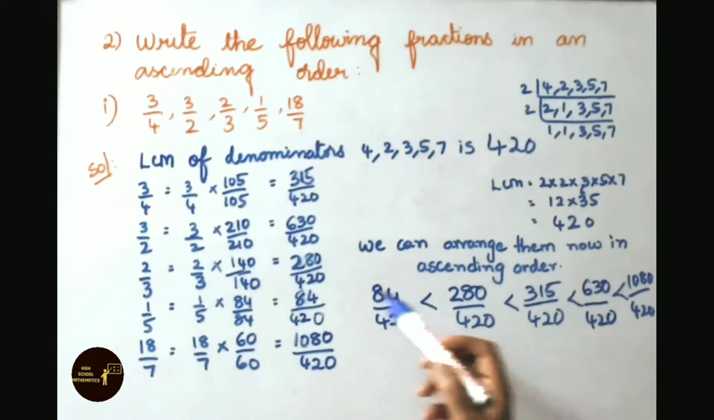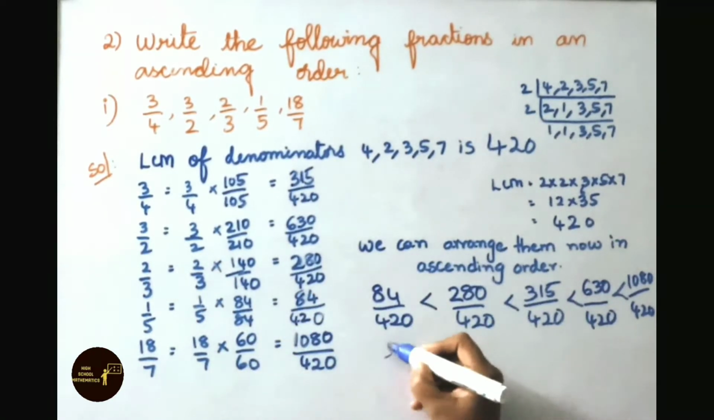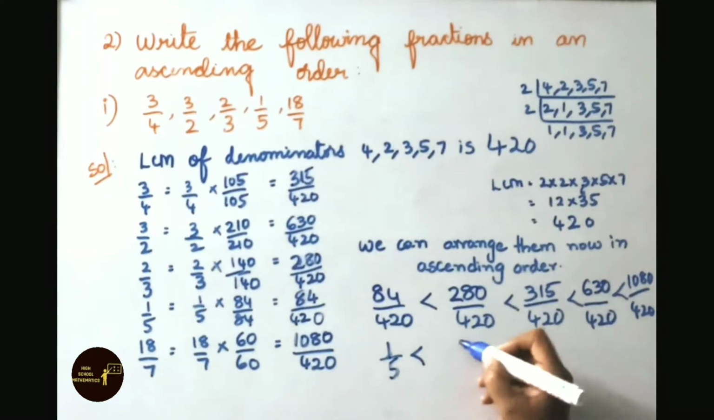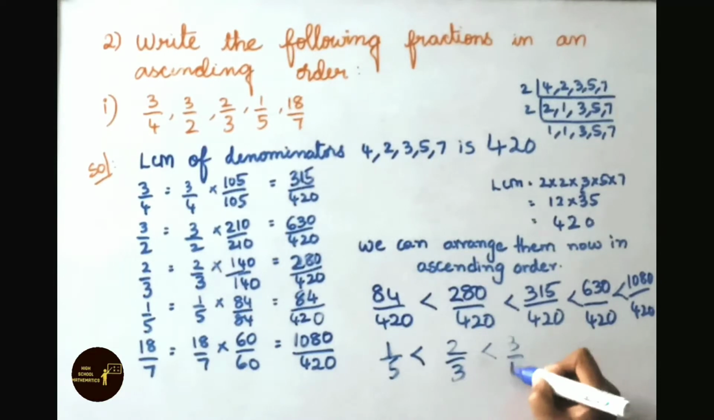Now, this equivalent fraction we shall write now. 84 means 1 by 5. 1 by 5 is less than 2 by 3. 2 by 3 is less than 3 by 4.